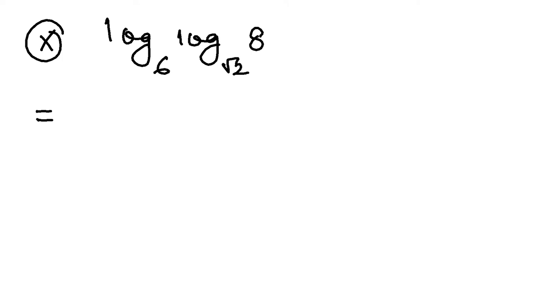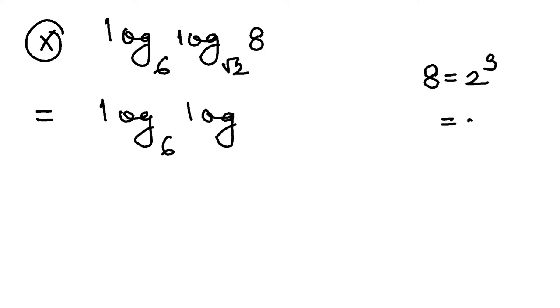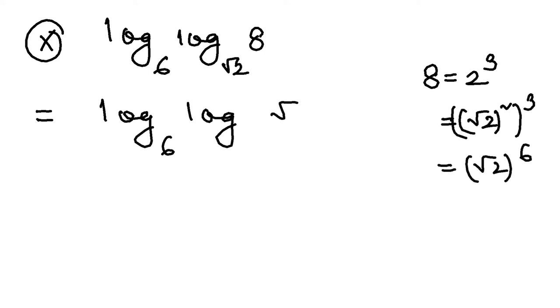There are two logs here, don't get scared, right? I will do in sequence. So what I'll do now, we'll first break this 8. So first log will remain the same. 8 we know, 8 is 2 cube and 2 is root 2 whole square. So this will be finally root 2 to the power 6. I think you know this, right? So now log root 2 to the power 6 base is root 2.